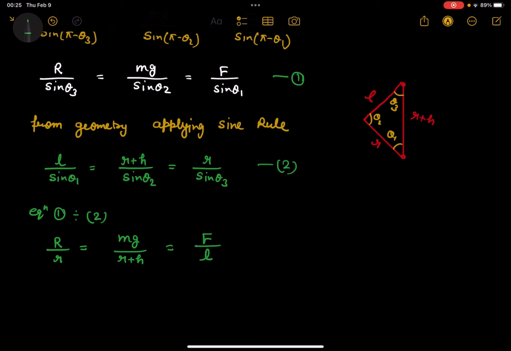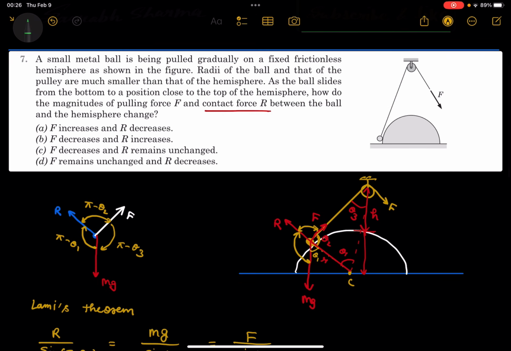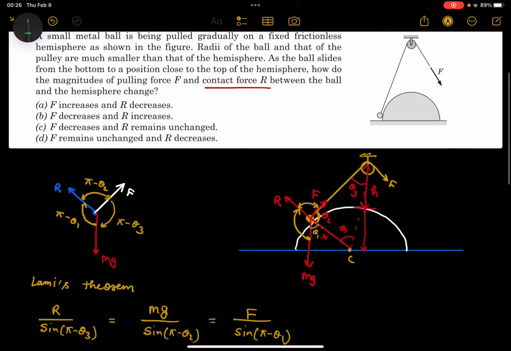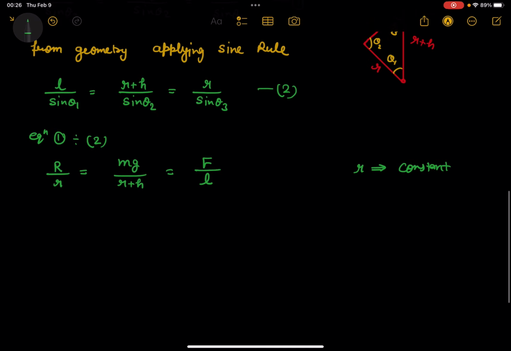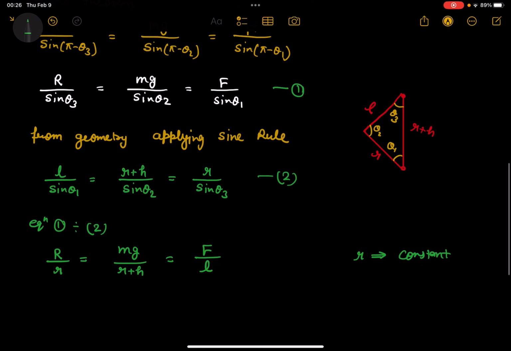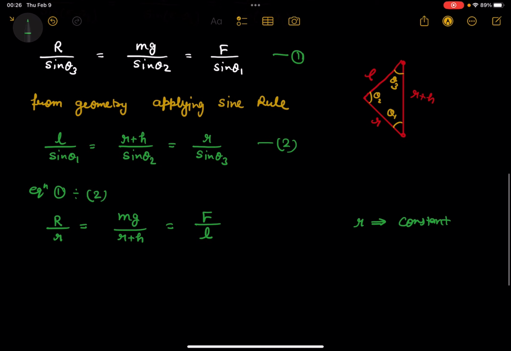My dear friends, I tell you clearly, the radius of the hemisphere is always constant. So the question is asking: F increases, R decreases; F increases, R increases; F decreases, R remains unchanged; F remains unchanged, R decreases. I tell you one thing, just listen carefully. If F decreases, then L also decreases. Is it clear or not? And mg is constant, R plus h is also constant, so it is 100% set.